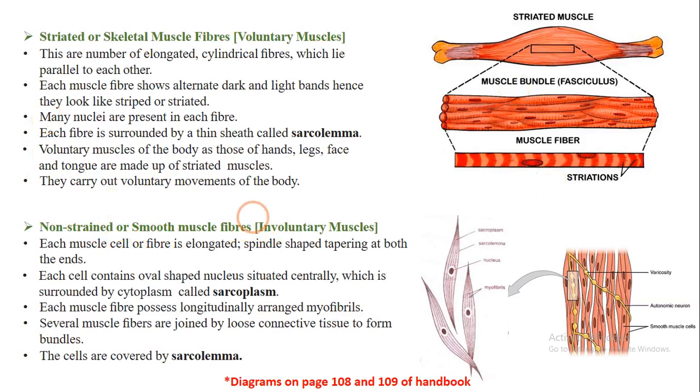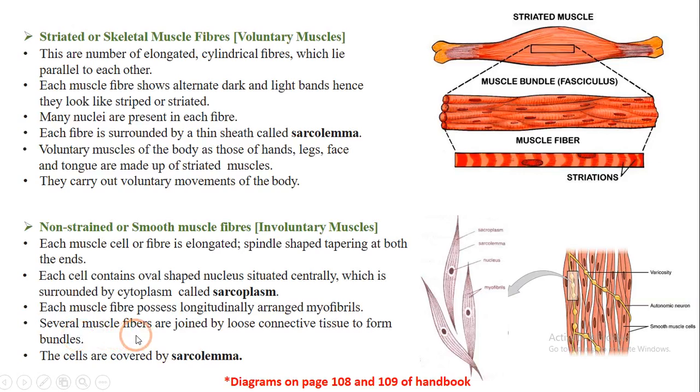Next, studying about the non-striated muscle or the smooth muscles, which are also known as the involuntary muscles. That means they carry out the involuntary movement in your body. Now these muscles are also elongated, but unlike the striated muscles, these are spindle shaped. That means they will have tapering ends on both the sides, and the medial part will be broad. Each fiber will have one oval shaped nucleus, which is placed at the center, and this nucleus is surrounded by sarcoplasm, and the whole fiber is covered by sarcolemma.